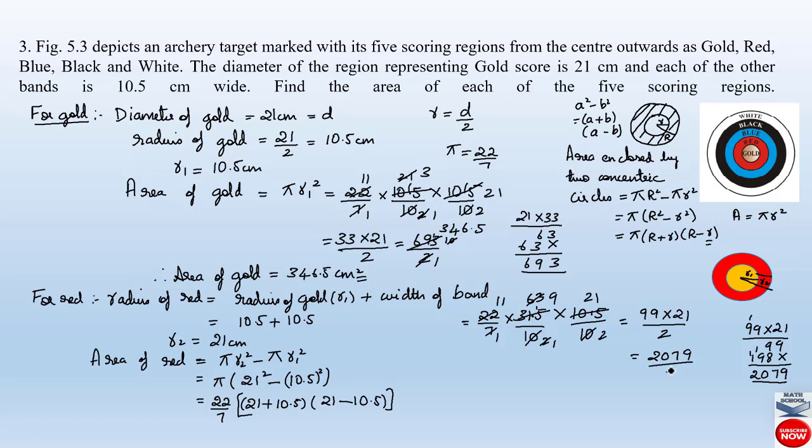2079 divided by 2. So 2 1 times, 2 1 times, 0, 2 3s are 6, carry 1, 2 9s are 18, then 1 is a remainder. So when you add a point, you can add a 0. So cancel this again, 2 5s are 10, so we get 5 here. So therefore, the area of the red region is equal to 1039.5 centimeter square.